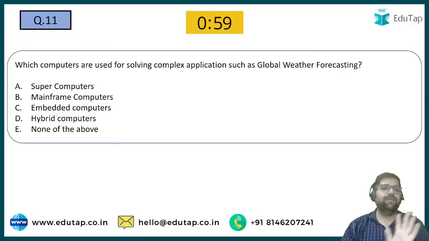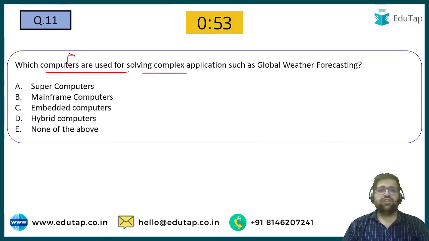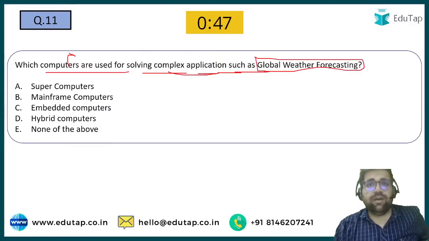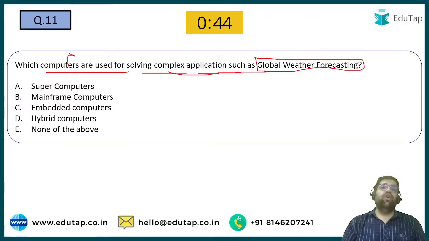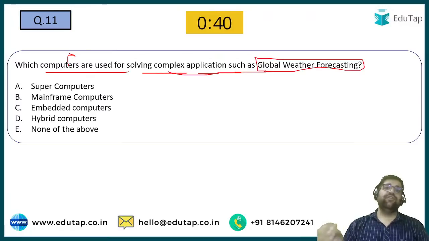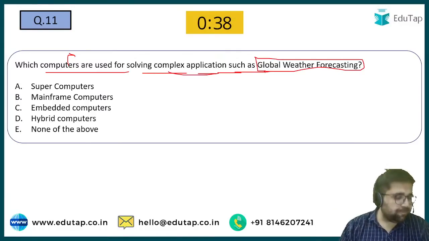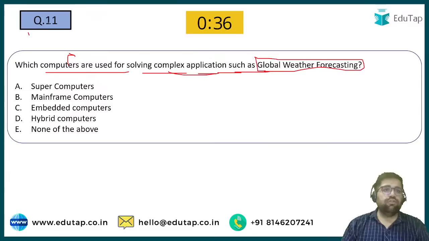So let's move to question number 11. Which computers are used? Now, this is talking regarding types of computer. Which computers are used for solving complex applications such as global weather forecasting? Can you let me know the name of that particular computer which will help you to solve certain very, very big problems like global weather forecasting, and it is also used in some mathematical domain? What will be your answer for question number 11?